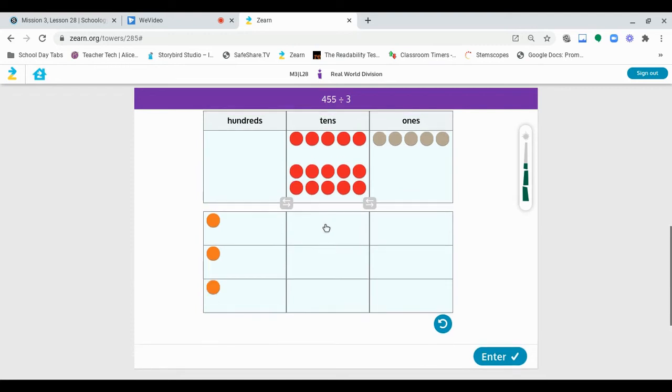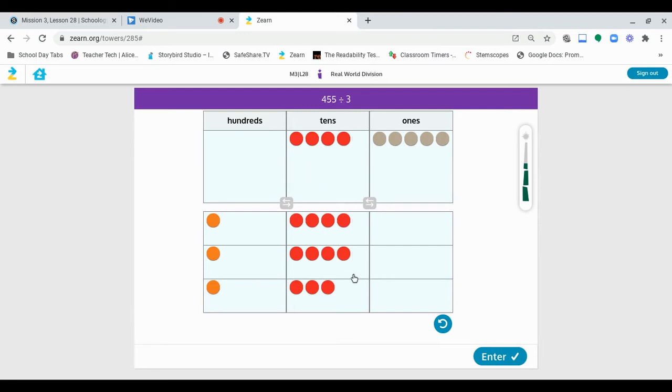Now I'm going to distribute these. How many tens do I have now? I start off with 5 plus 10 more, so I have 15 tens that I'm going to divide amongst these 3 groups. Click, click, click. And I have none left over. I was able to divide 15 by 3 evenly, and I ended up with 5 in a group.